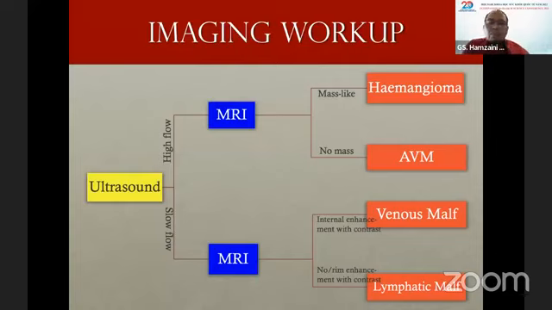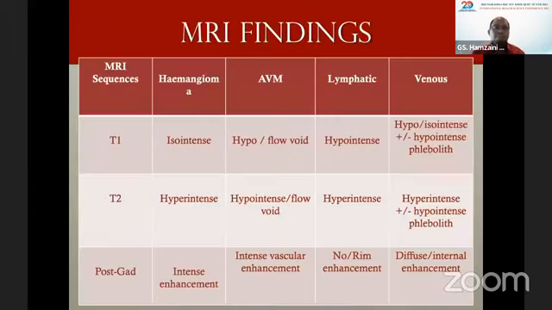If it is slow flow, then MRI would be able to see whether enhancement is seen within the lesion, or outside, at the septa or the wall of the lesion. If the enhancement is seen at the wall or there is no enhancement, then it is most likely lymphatic malformation. If the enhancement is seen within the lesion and you can see a tubular structure within that lesion, then this is most likely a venous malformation.